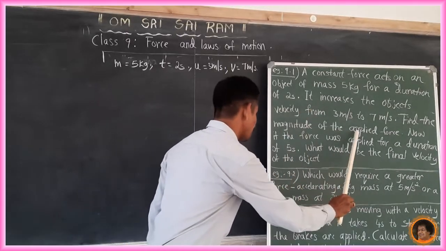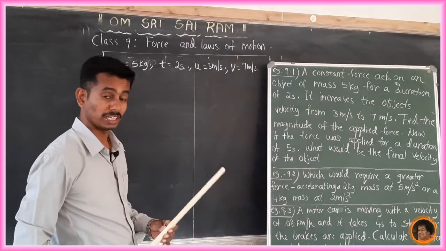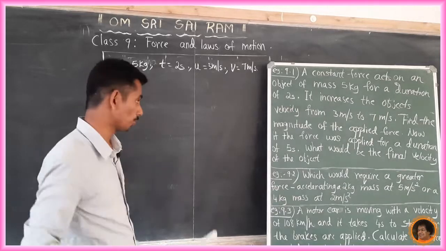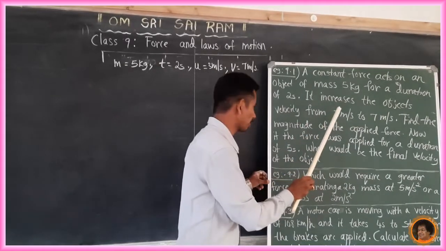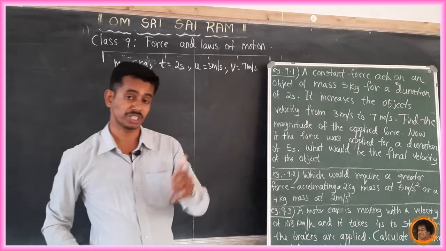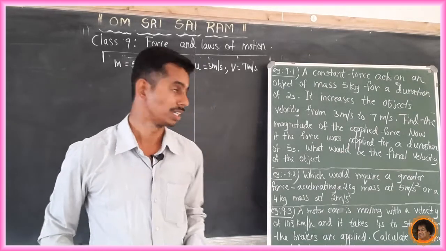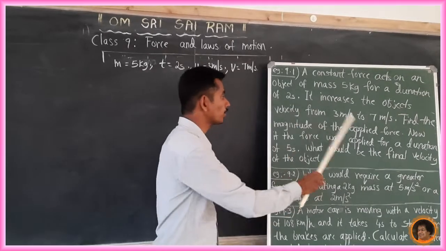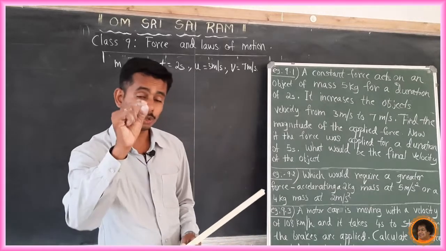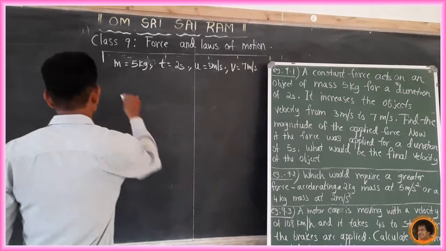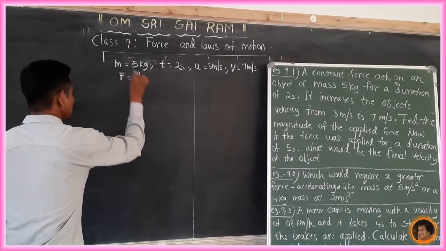Find the magnitude of the applied force, because the velocity changes from 3 meter per second to 7 meter per second. So, force is applied. You have to calculate the magnitude of the applied force. How many newtons of force is applied? It means find F.